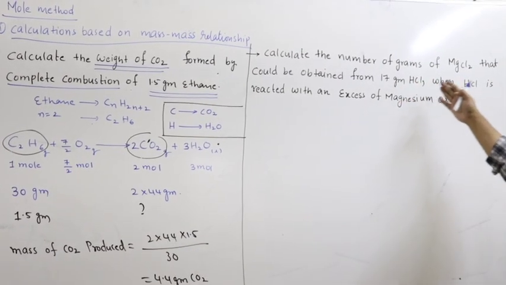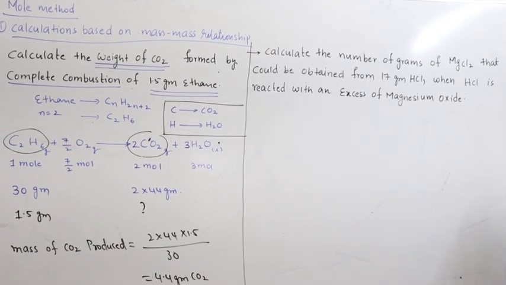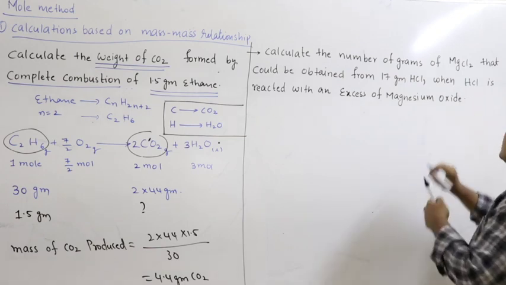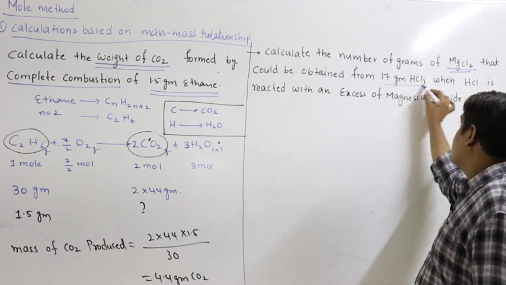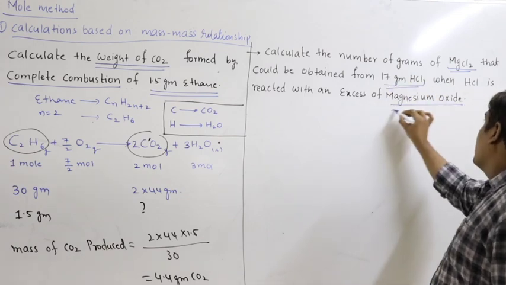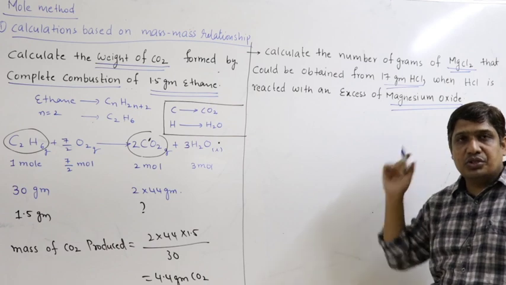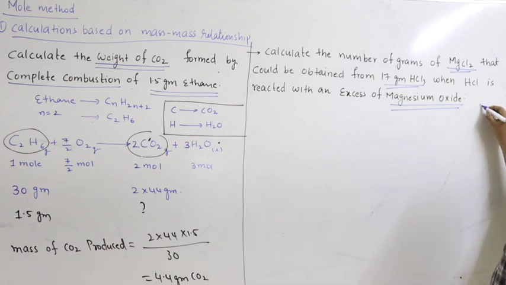Calculate the number of grams of MgCl2 that could be obtained from 17 grams of HCl. So, MgCl2 is the product. This product you will get when HCl reacts with magnesium oxide. Magnesium belongs to which group? Second group, second A group. So, its valency is +2, oxygen -2, crisscross method.